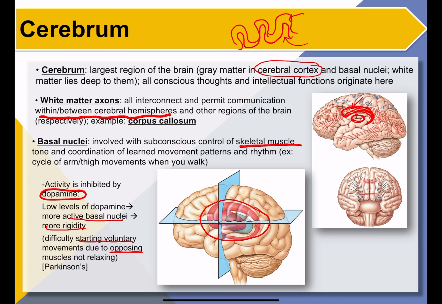I was talking about those antagonistic muscles, which are the opposing muscles that have to relax in order for your prime mover or protagonist muscles to contract and result in a smooth movement. If the antagonist muscle doesn't relax, the other muscle can't contract correctly. So that's what happens with people with Parkinson's disease: they don't have enough dopamine, which results in a more active basal nuclei, which then results in more rigidity.